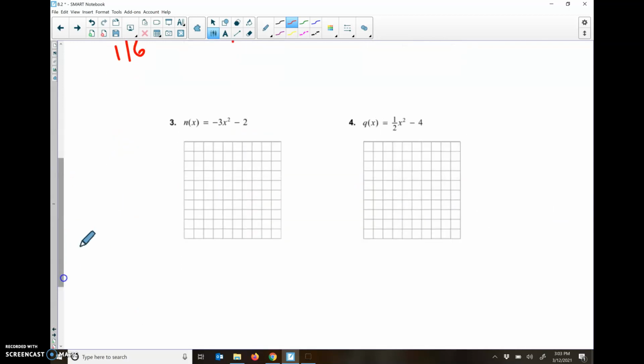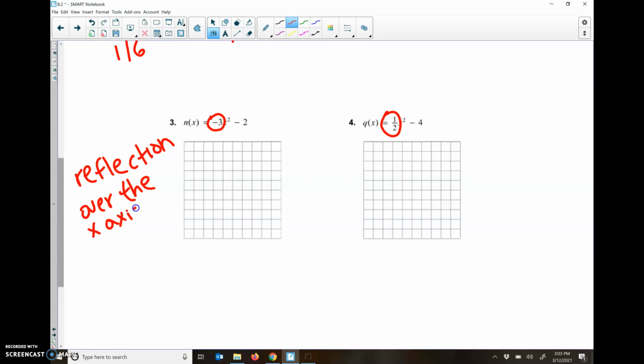Now if you look at 3 and 4, they get into these ones that have a stretch or a shrink. This one, first of all, is negative, so it would be a reflection over the x-axis. This one will have 3 things in it then. 1, reflection over the x-axis. 2, there's a 3 there, so it's going to be a stretch of 3. And then there's that minus 2 there, and so it's going to go 2 down.